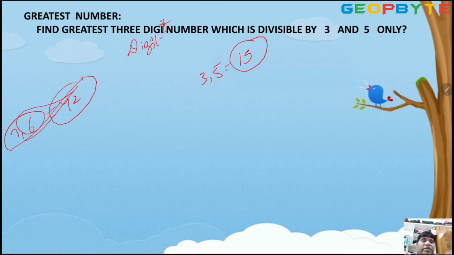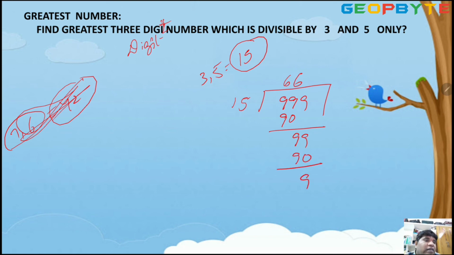So what is the greatest 3-digit number? 3 nines, 999. The LCM of 3 and 5 is 15. 15 6s are 90, again 9 9, 15 6s are 90. Remainder 9. This is waste. So the answer is 999 minus 9. Answer: 990 is the answer. Okay, children.